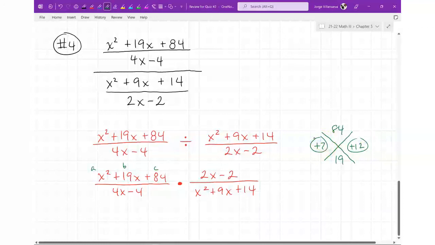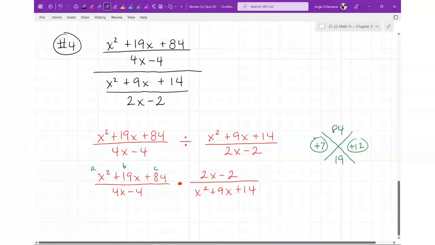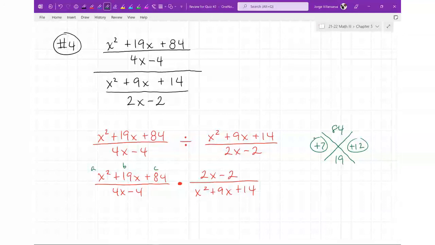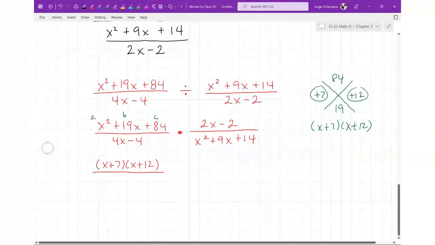Obviously you could have used 2 and 42. You could have used a 3 factor. You could have used a 4 as well. There's a lot of factors, but I just wanted to help you out a little bit. So that means this is going to be x plus 7, x plus 12. Let me write that out: x plus 7, x plus 12. The bottom, I can just factor out a 4, and it's going to become 4 times x minus 1.